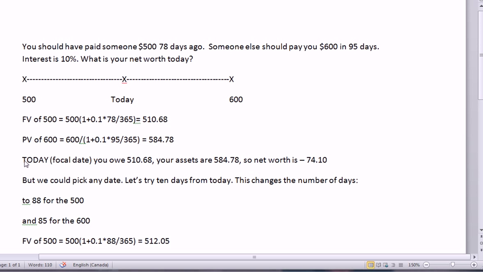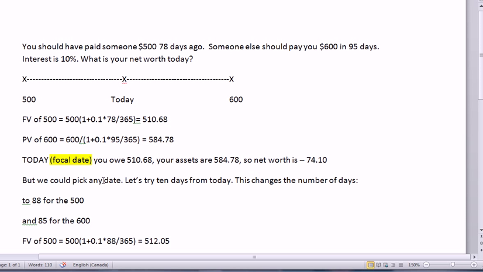Now, if today is the focal date, if we set today as the focal date, what is your balance? You owe $510.68. That's what the $500 is increased to. Your assets are 584.78. That means that instead of waiting 95 days, you get that money today, but it's worth a bit less. It's worth 584.78. So your net balance today is the difference between what you owe and what you own. So that is 584.78 minus 510.68. So your net worth is 74.1.